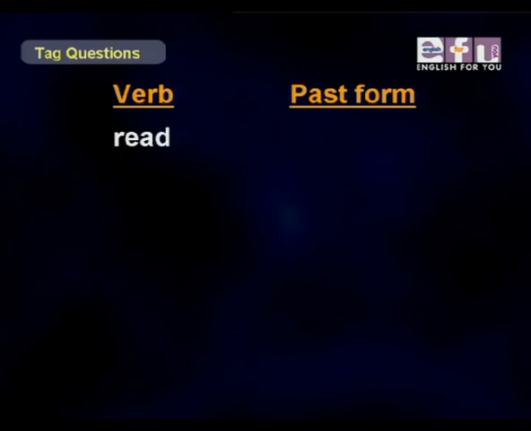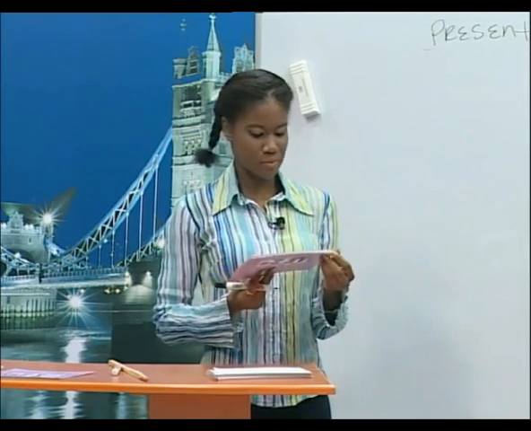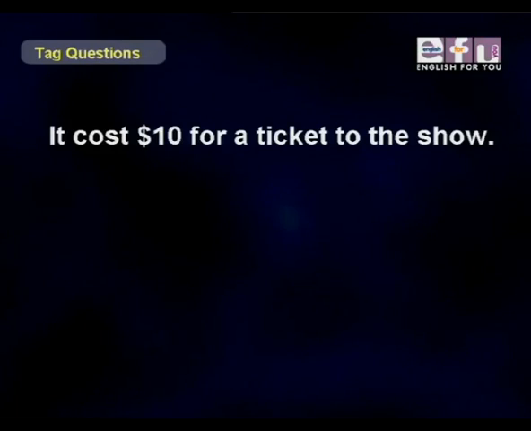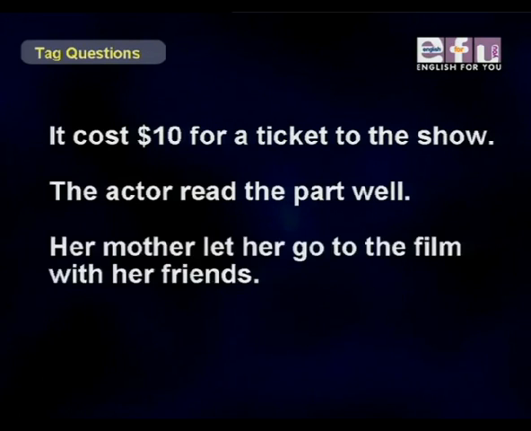Some verbs have the same past form. Let's take a look. Read, past form, read. Put, put. Cost, cost. Let, and let. Here are some examples. It cost $10 for a ticket to the show. The actor read the part well. Her mother let her go to the film with her friends.